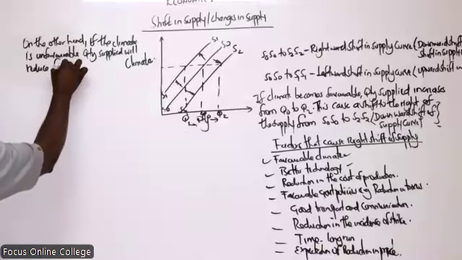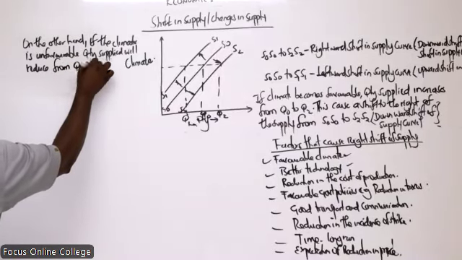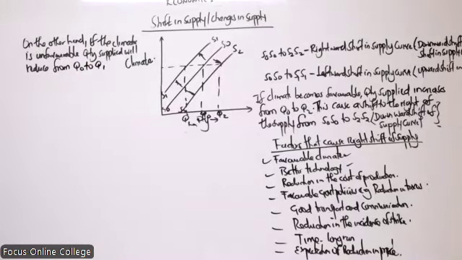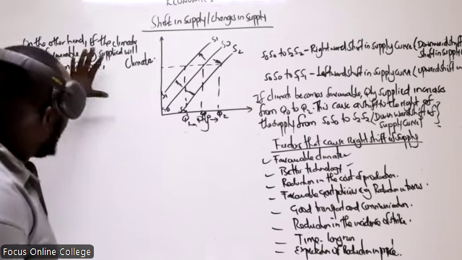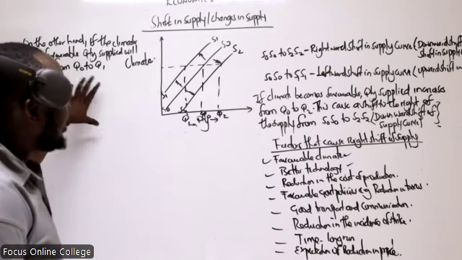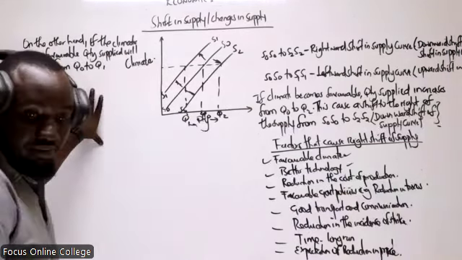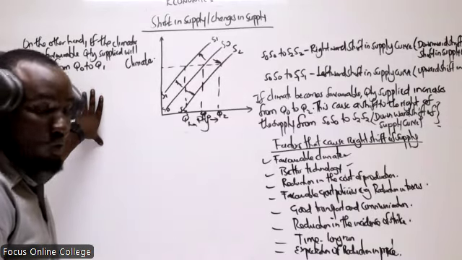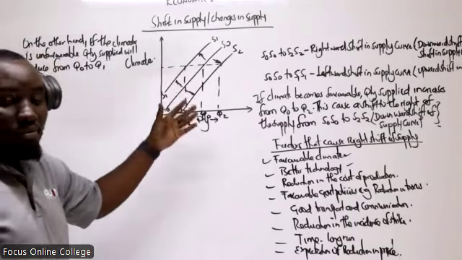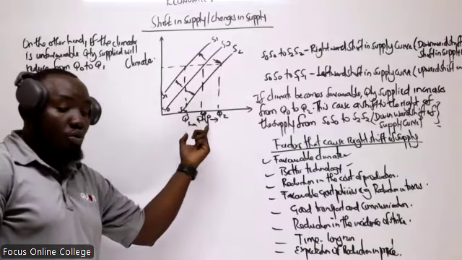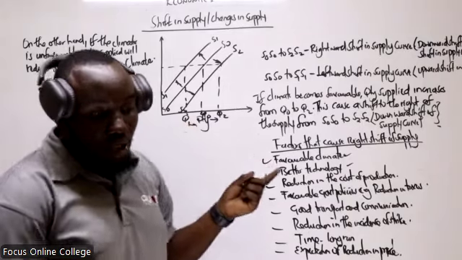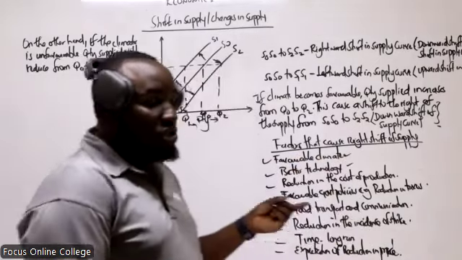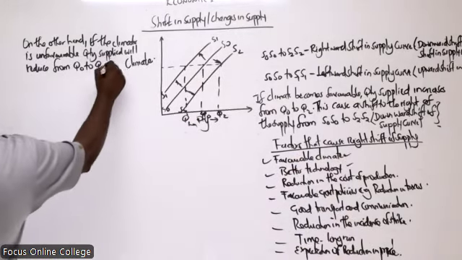from Q0 to Q1. So on the other hand, if you have the climate being unfavorable, we understand that the quantity supplied will definitely decrease from Q0 to Q1. This causes a shift in the supply curve.